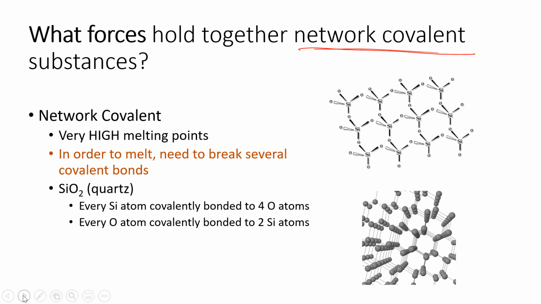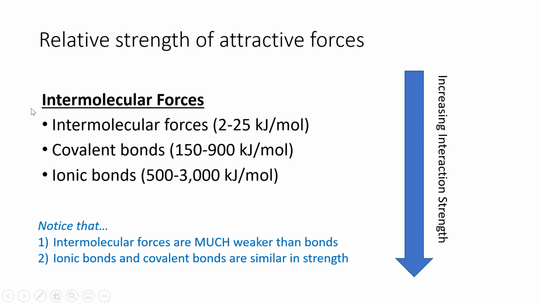And then network covalent. Our network covalent substances tend to have very high melting points because the forces that are holding this together, it's all bonds. Every atom is covalently bonded to the atoms surrounding it. So in order to melt a network covalent substance, you actually have to break covalent bonds, which takes a lot of energy. And so here's a comparison.